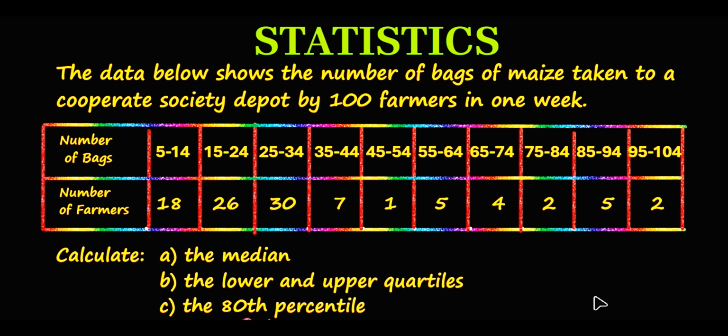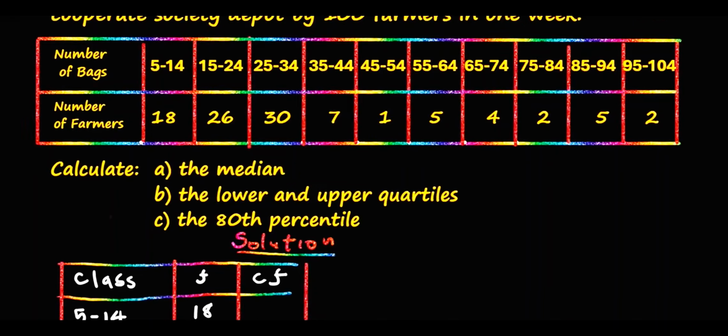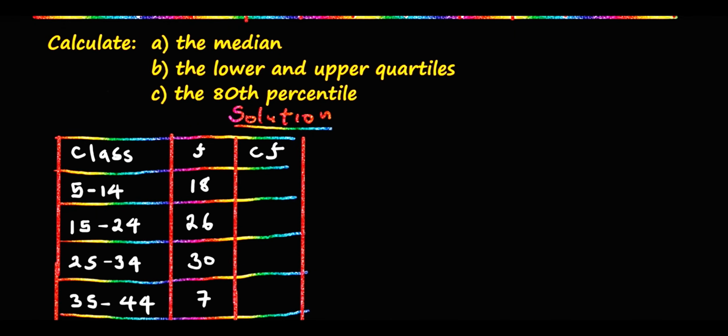So the first thing we're going to do is create a table. In this table, there are 3 columns. The first column is the one with the class, and the class is obtained from the number of bags. The second column is for the frequencies. And then we are going to have a third one for the cumulative frequency. So let us go ahead and do that. So the table looks like this.